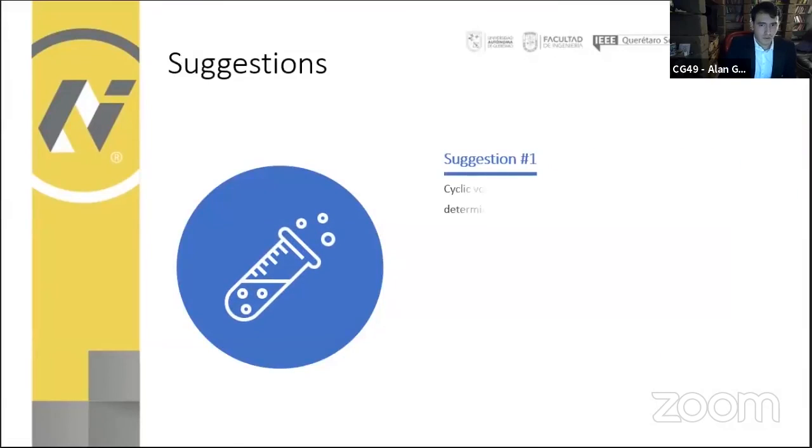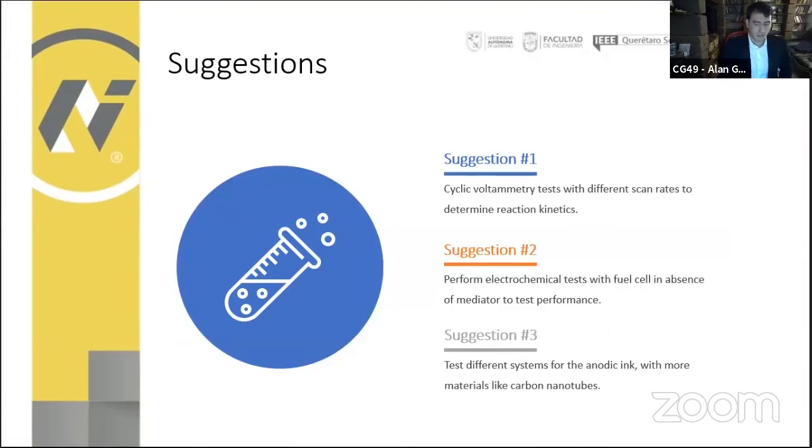Now, suggestions for future works on this topic are, well, we could perform some cyclic voltammetry tests with different scan rates to determine the reaction kinetics of our consumption of the organic substrates. We could also perform some electrochemical tests with our fuel cell in absence of a mediator to test particularly the direct electron transfer of our microorganism and our microfluidic fuel cell. And suggestion number 3 is that we could test different systems for our anodic ink with different materials like carbon nanotubes. We used in this case graphene oxide, but we could also use carbon nanotubes to test its performance.